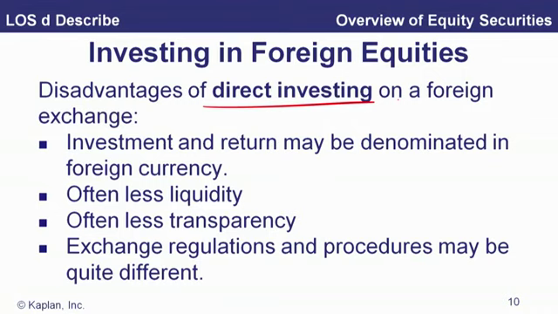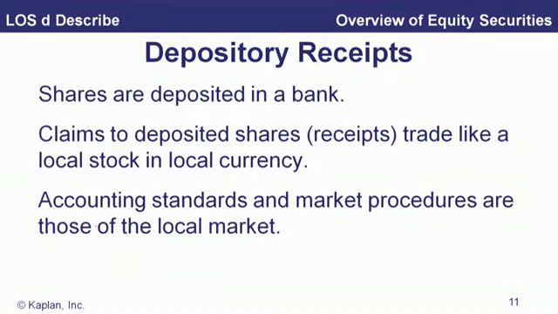So the disadvantages of direct investment. Well, one, the return's probably going to be denominated in a foreign currency. So if you get your return and it's denominated in Thai baht, well, that's great, except you feed your family in euros or you feed your family with US dollars. So you're going to have to deal with the exchange rate risk. Okay? Often, especially if you're thinking emerging markets, these are less liquid investments. Frequently less transparency, although that's becoming better worldwide. And like I said earlier, the exchange regulations, procedures, clearing issues, those types of things can be very different between whatever you're used to and the country of the foreign investment that you want to make.